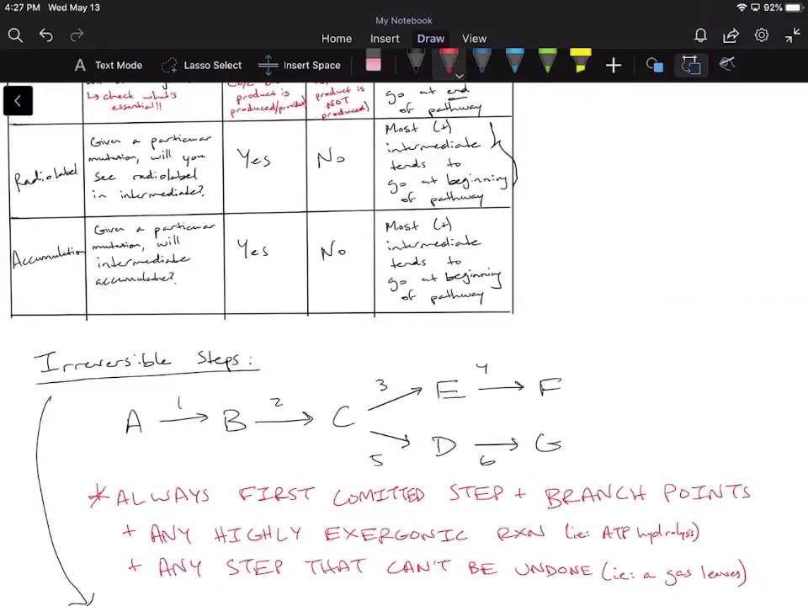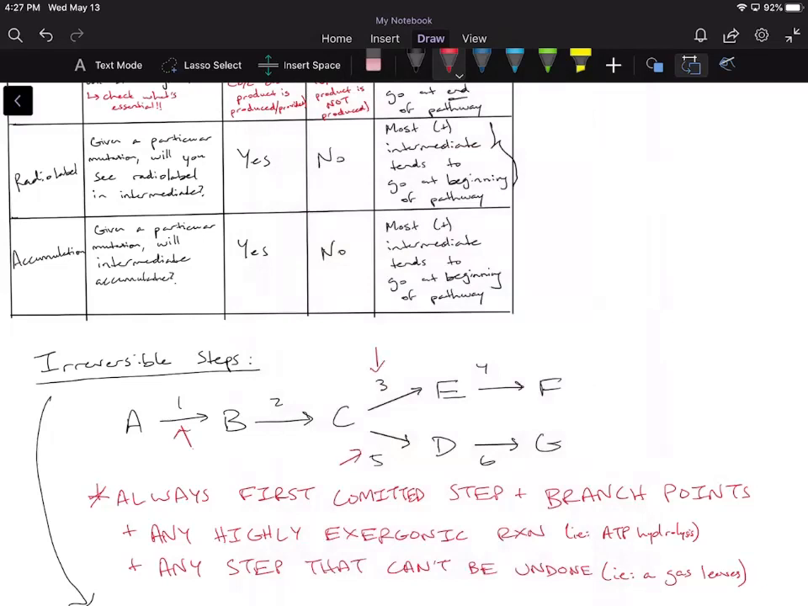Okay, so the idea here is that, for example, in this case, this step right over here is irreversible. Okay, so we want to regulate these irreversible steps because you can't undo whatever you did. And then also the branch points, so 3 and 5.